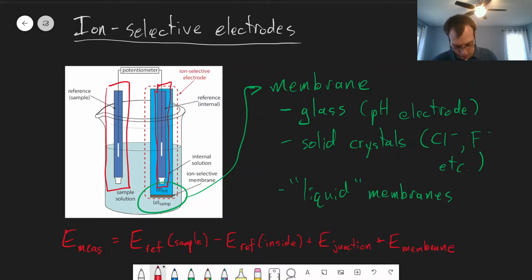And so everything else, so these first three values, will be fixed, ideally, right? So these shouldn't change. That's the whole point of a reference electrode, is that its potential doesn't change. So either our inside or outside reference electrodes should stay the same. And the junction potential should stay the same even as the concentration of our sample changes. But on the other hand, the potential of the membrane depends directly on the activity of the sample. And so we can write out an equation to represent this.